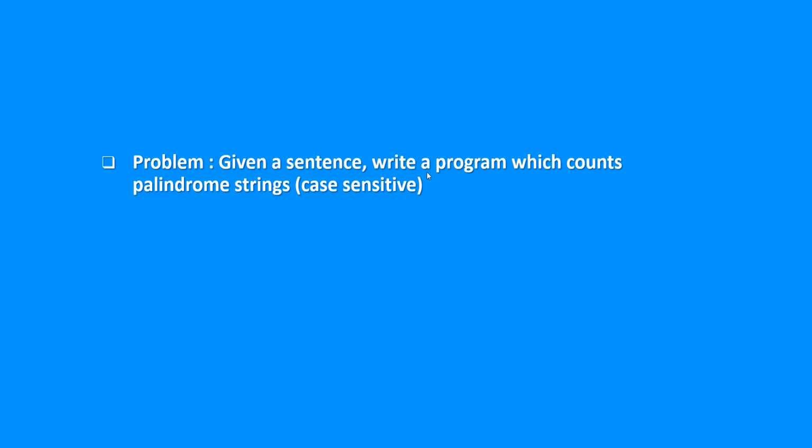So consider that this is the problem statement which has been given to us, that given a sentence, we have to write a program which counts the palindrome strings, and we have to consider case sensitive palindrome strings. So for example, if you consider the sentence, "Is Nitin a good programmer?" Over here, there are two palindrome strings. One is Nitin and the other one is A. A is a palindrome string because it's a word which has only single alphabet and those are considered as palindrome.